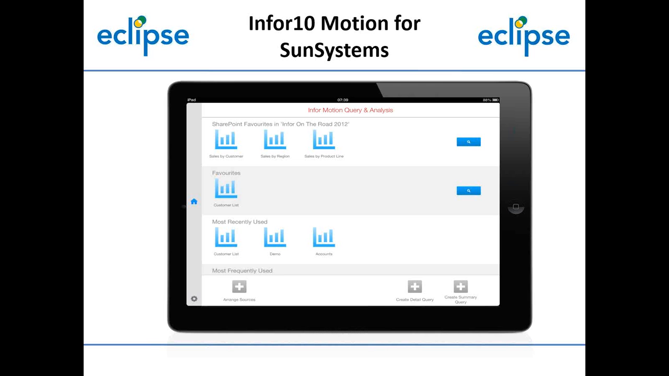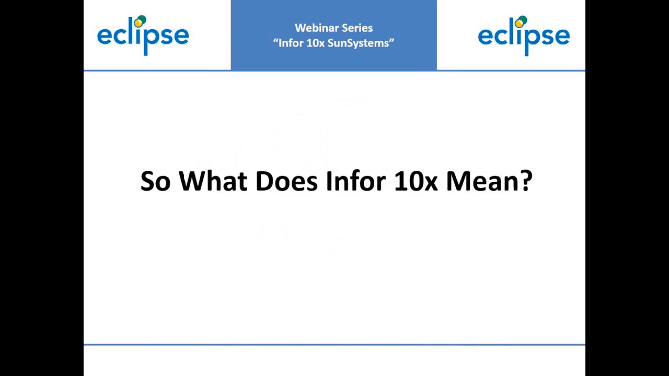And we talked about access on mobile devices, so that was brought in the previous release with what was called Infor 10 Motion. So the ability, as you can see there, to run not just SunSystems, but even Q&A Vision, query and analysis on a mobile device. So you can actually run reports, for example, from an iPad. So that's where we were, or where we were until about a couple of months ago.